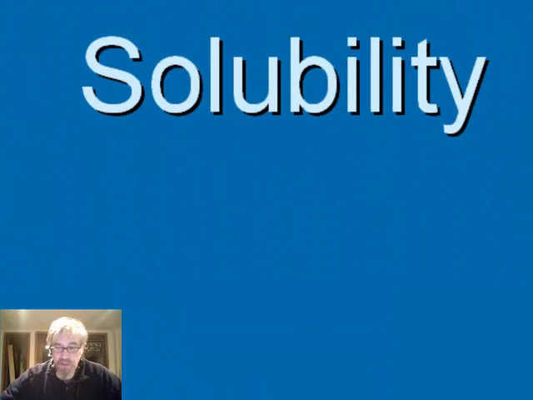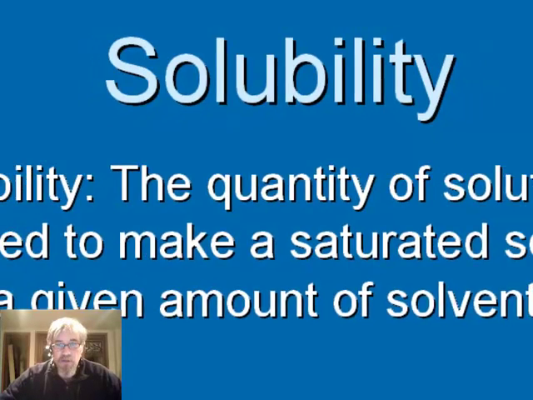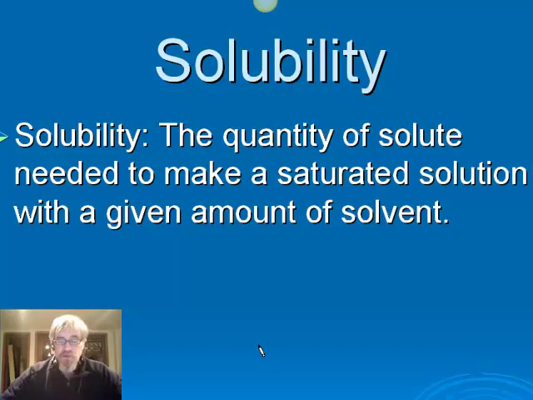Related to saturation is a concept called solubility, and this is just a number that describes saturation. Solubility of a solute is the quantity of solute that you need to make a saturated solution with a given amount of solvent. This is often described in grams of solute per 100 grams of solvent. So for the sodium chloride example that we were looking at, the solubility would be 36.0 grams of solute, NaCl, per 100 grams of water. That would be the solubility for sodium chloride.